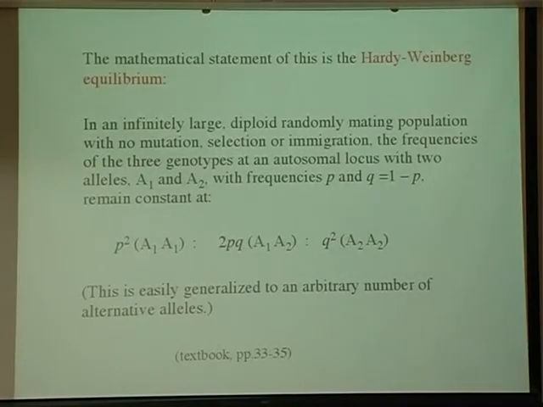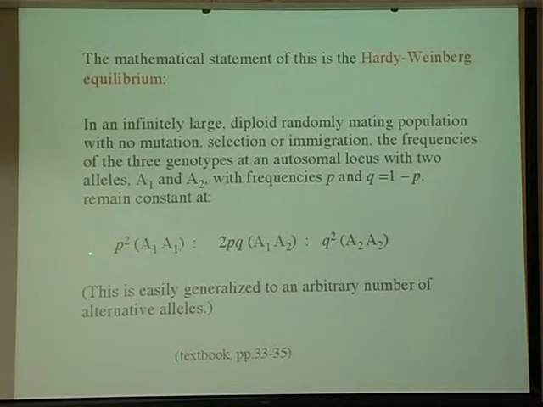So that we start with a situation where we don't have these three genotype frequencies, we get them in the next generation. And you can generalize that to an arbitrary number of different variants. We can stick to 2 for the sake of argument. That's what we'll be dealing with mostly in the course.